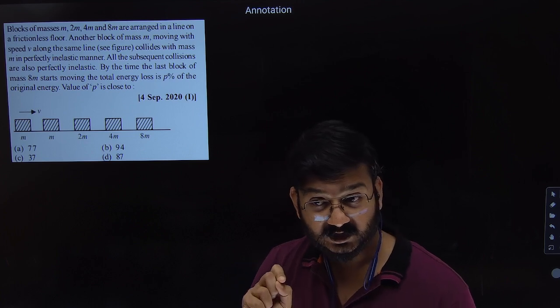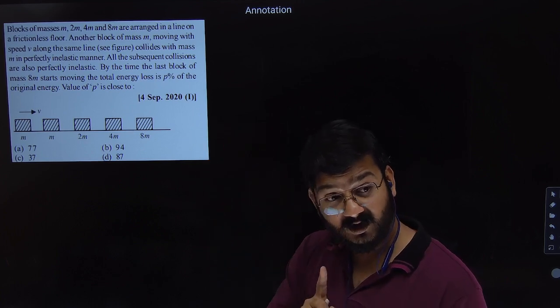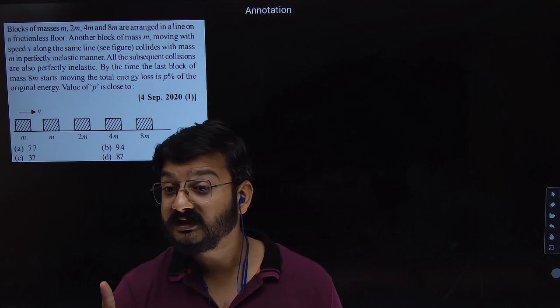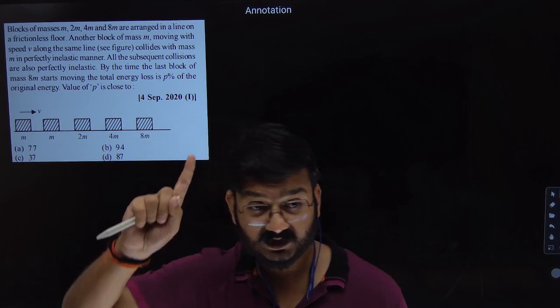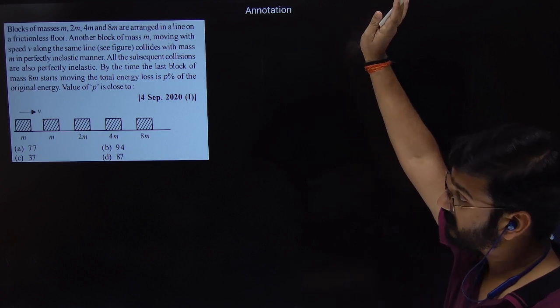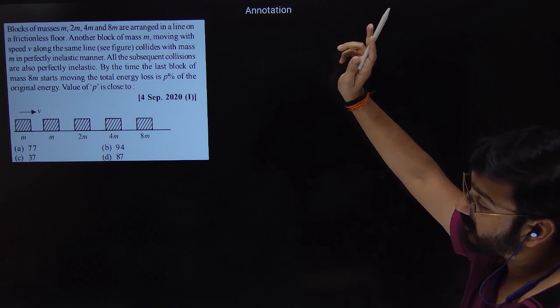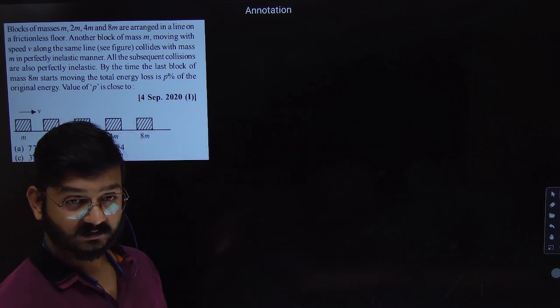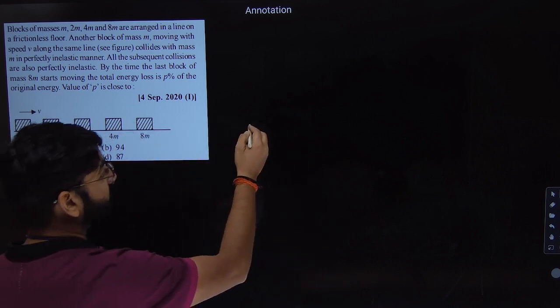Are you guys understanding? So finally, what will happen? Which object will move? Object of mass 16m. Is the logic clear? Anyone who is still not clear? Focus on the statement of perfectly inelastic. After collision, the objects combine and move together.